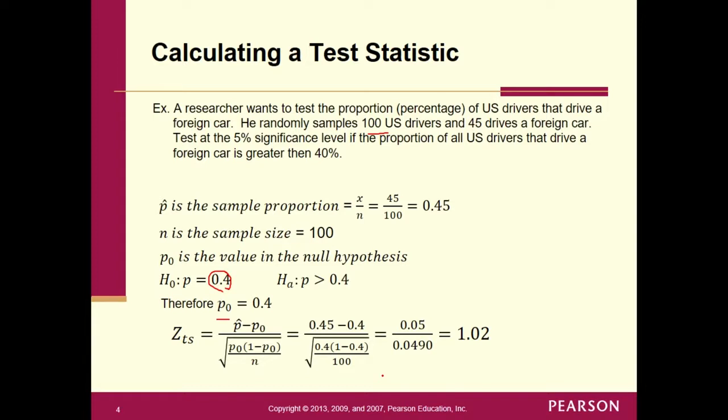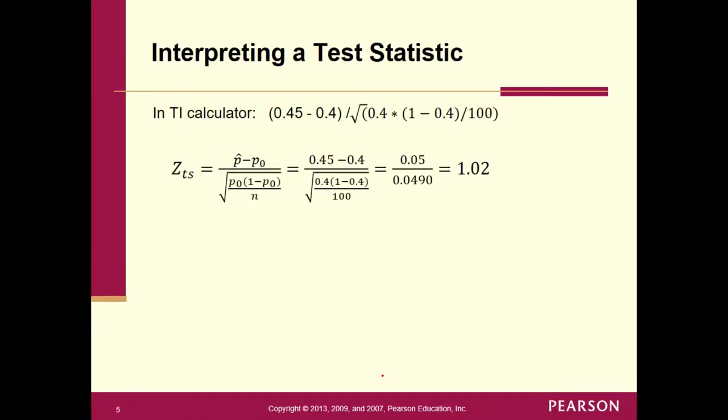Why are we doing that? Because we temporarily assume that the null hypothesis is true, okay? And we even use it to calculate the standard error. And that's the straight up answer, okay? All right, so hopefully you're able to put that into your calculator and get 1.02.